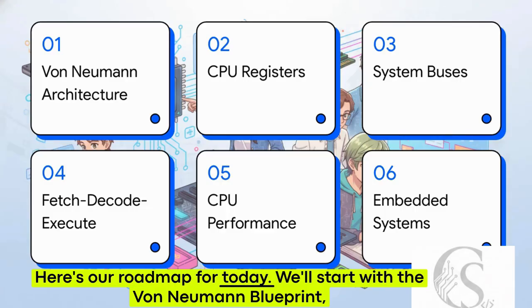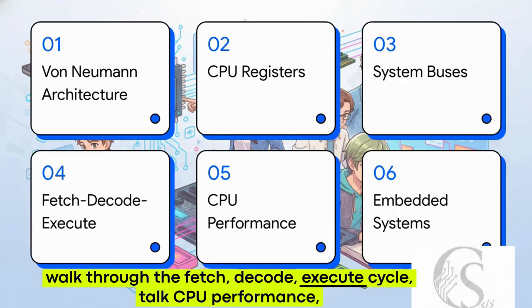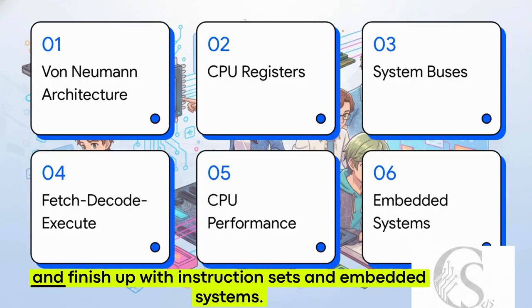Here's our roadmap for today. We'll start with the von Neumann blueprint, look inside the CPU at registers and system buses, walk through the Fetch-Decode-Execute cycle, talk CPU performance, and finish up with instruction sets and embedded systems.